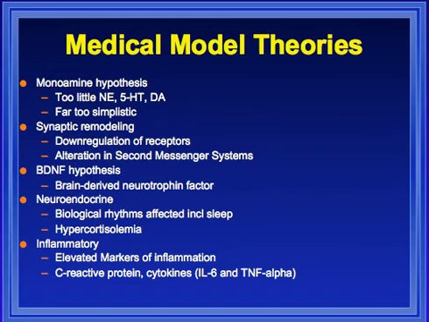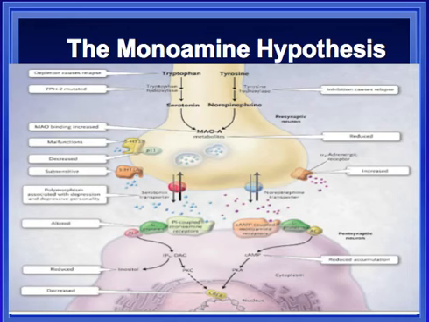Neuroendocrine abnormalities are found in depression. We'll talk about how biological rhythms like sleep are affected. We'll also talk about how the hypothalamus pituitary adrenal axis is altered in depression. And then finally, we'll talk about how depression is a disorder of inflammation.